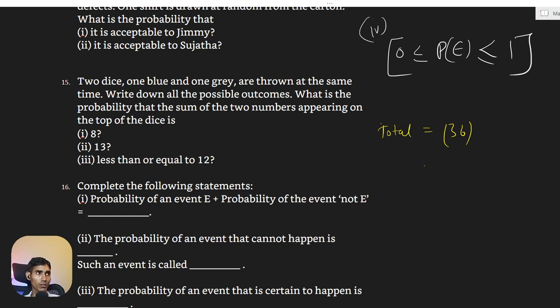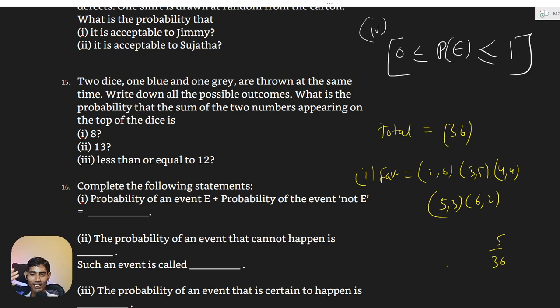So 8 would be for 2,6. This also you need to write for the first one. Favorable outcomes: 2 comma 6, 3 comma 5, 4 comma 4, then 5 comma 3, 6 comma 2. Anything else? So the answer for the first one will be 5 by 36. Yes, that's right. Don't be misled by other people. We are not sure, na?